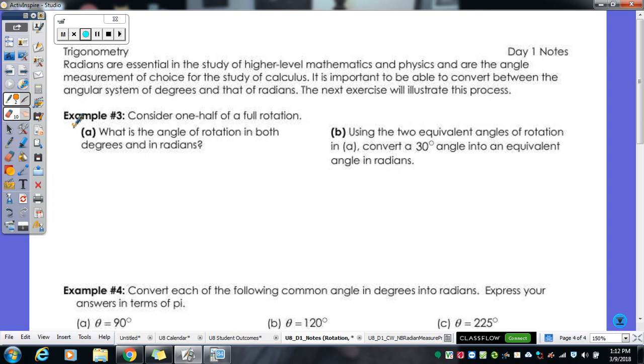All right, so radians are essential in the study of higher level mathematics and physics and are the angle measurement of choice when you get to calculus. So it is important to be able to convert between the angular system of degrees and radians. The next exercise, we're going to actually practice that. Now, I'm not going to lie, a lot of this stuff when they gave me radians, I generally convert it to degrees because that's still what I'm more comfortable with. So being able to convert back and forth is going to be extremely helpful for you guys.